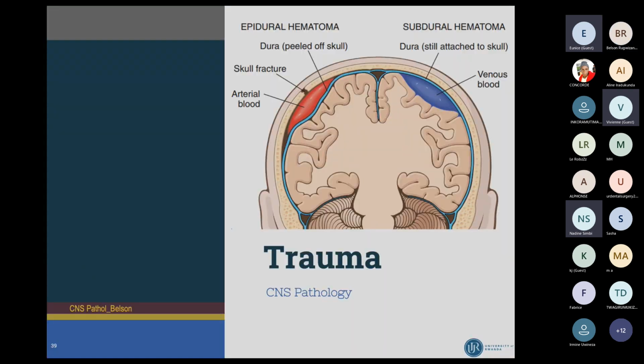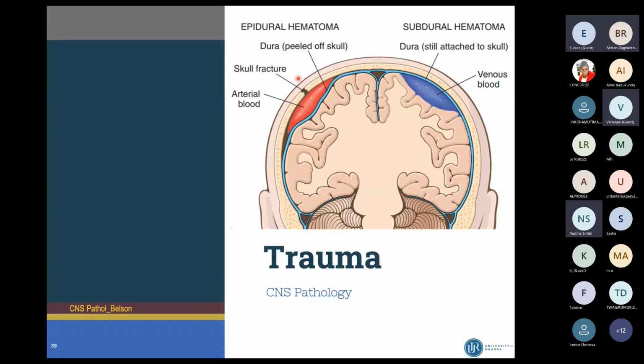So this is like a continuation of the previous one, trauma, which I see here now: epidural hematoma and subdural hematoma. Above the dura mater. The dura mater is a membrane. So usually it is more attached to the skull bone, while the pia mater and arachnoid are attached to the brain itself.